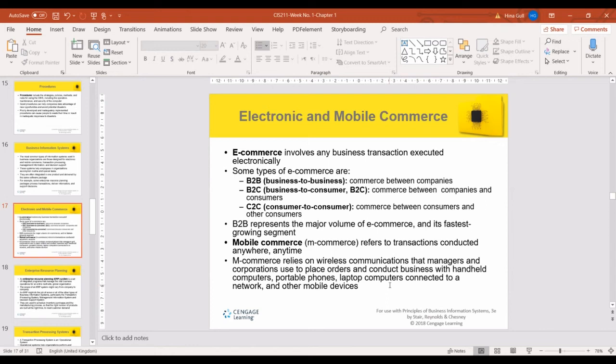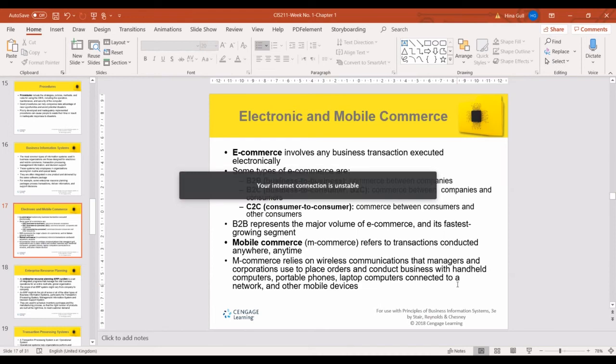Like China, they have a large population. India has a large population. Even Nigeria is a very good market nowadays. Many people, a large population, and a growing need for mobile commerce there. Okay.